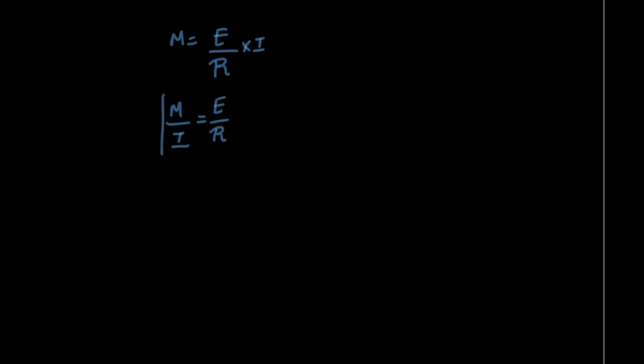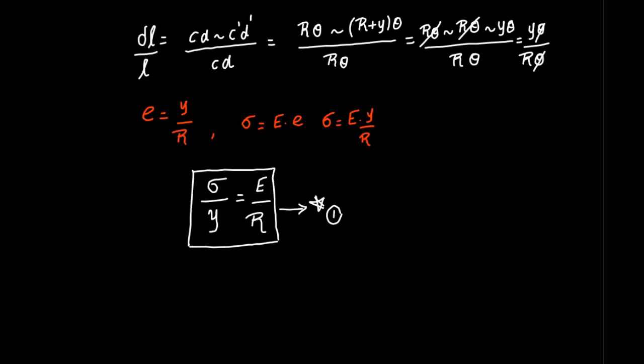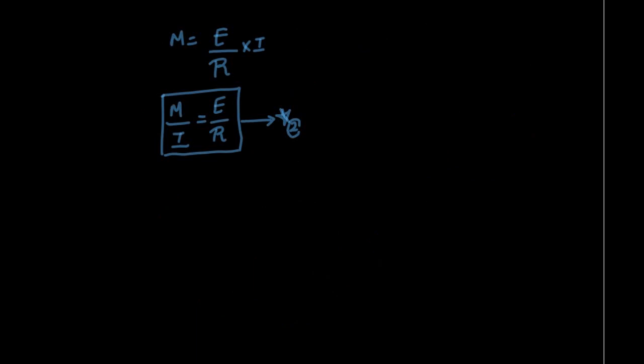So this is going to be our star equation number 2. Now comparing star equation number 1 and comparing star equation number 2, I can finally say the expression for bending moment, the expression for bending equation is M by I is equal to sigma over y is equal to E over R.